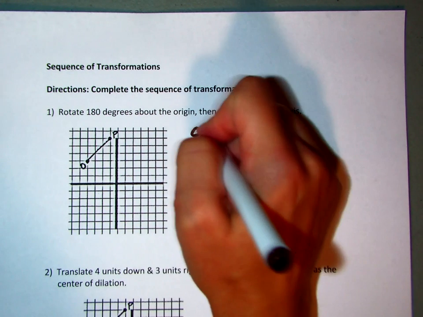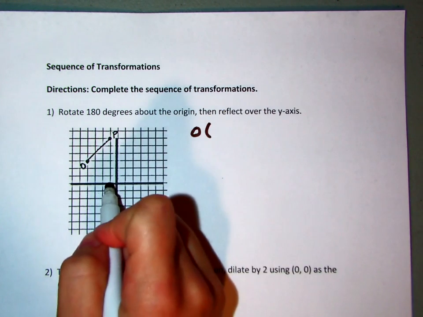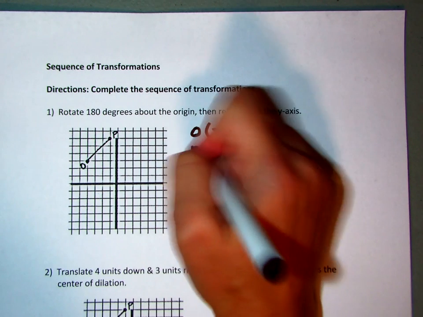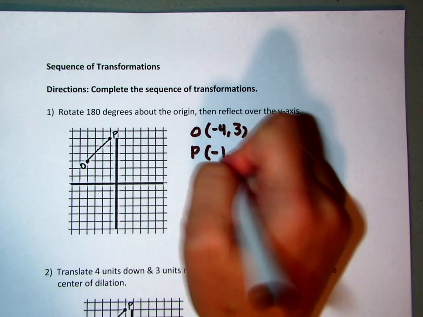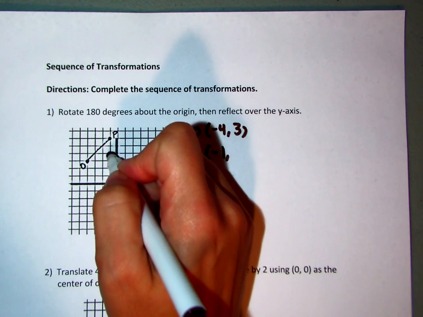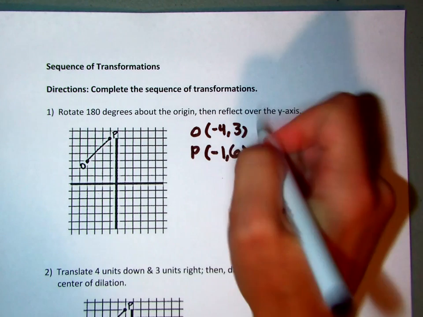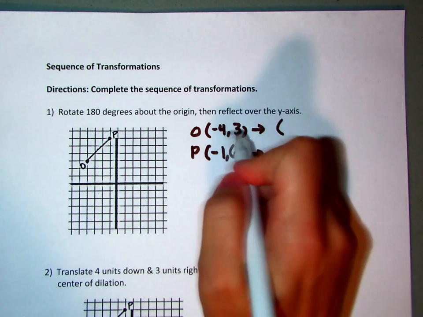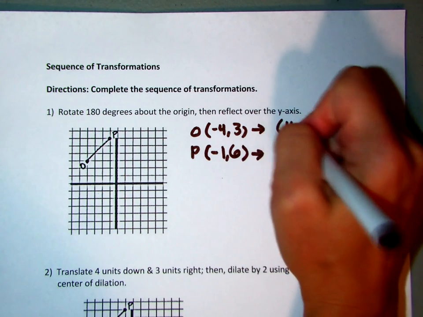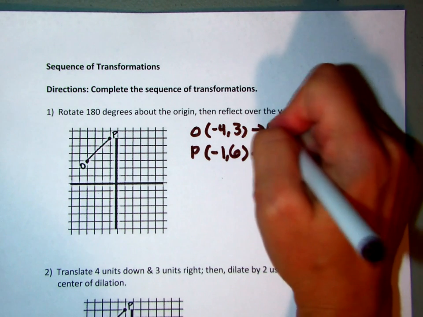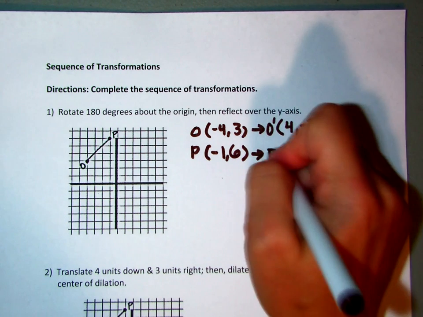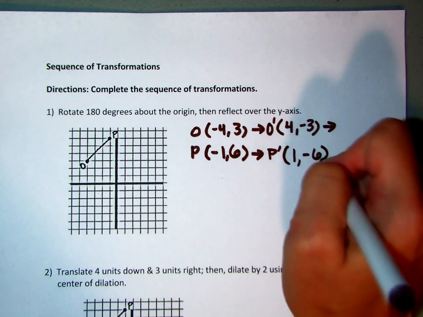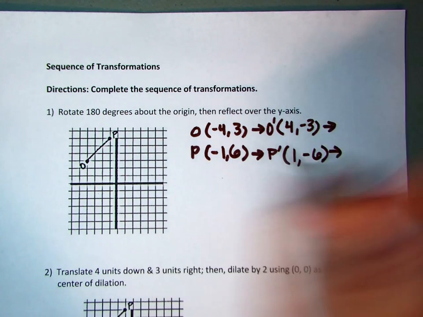So let's go ahead and start by taking O, which is at negative 4, 3, and let's take P. P is at negative 1, and then it's 1, 2, 3, 4, 5, 6. All right, so if we're going to rotate it 180 degrees, you're going to take the opposite of both the x and the y. So that would make this 4, negative 3. That's O prime. And then P prime here would be taking the opposite of both of those, 1, negative 6. But we still need to reflect it over the y-axis.